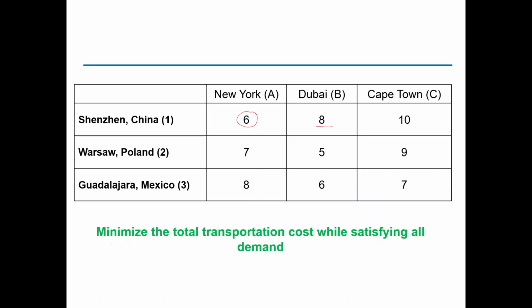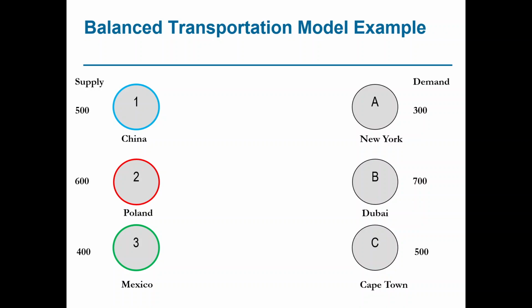This type of problem we can depict by using a diagram where the nodes on the left hand side show the supply nodes, and there are three supply nodes. First is China, second is Poland, and then we have Mexico. The supply quantity available at each node is also mentioned here. For instance, for China it's 500 units, for Poland 600, and for Mexico it is 400.